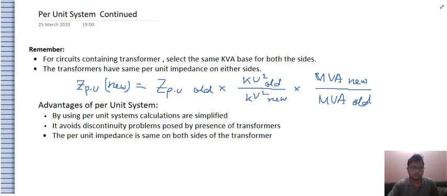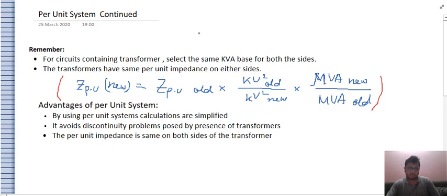This is one of the most important formulas from the per unit system. So you should be very careful, and you might face some confusion. If the values are not given in MVA and kV, then you convert the value into MVA, that is mega volt ampere, and then you put the value here. Otherwise your answer would be wrong.